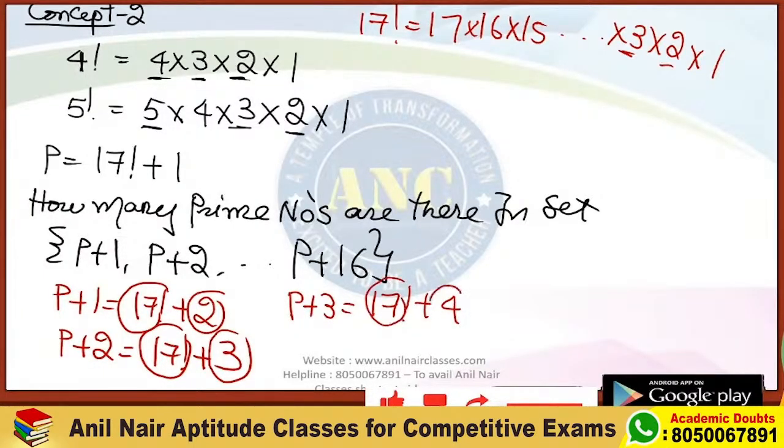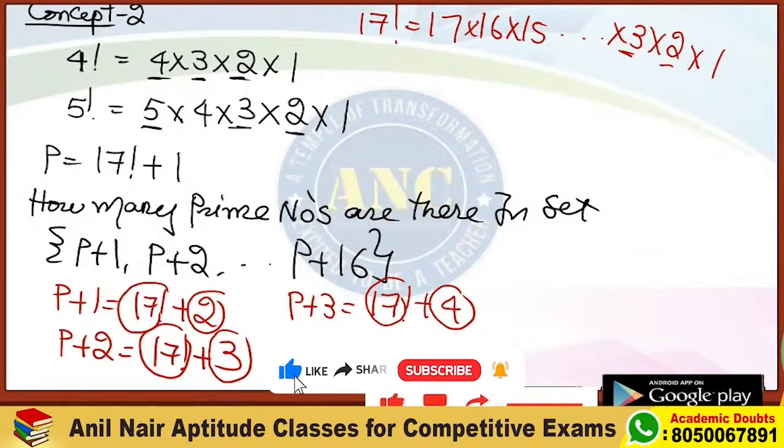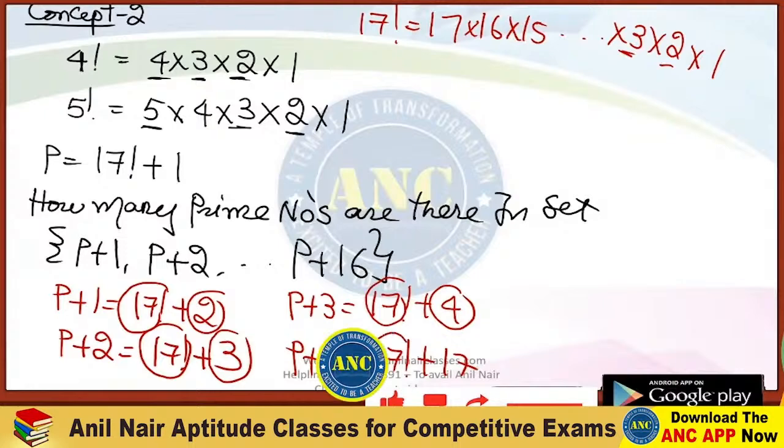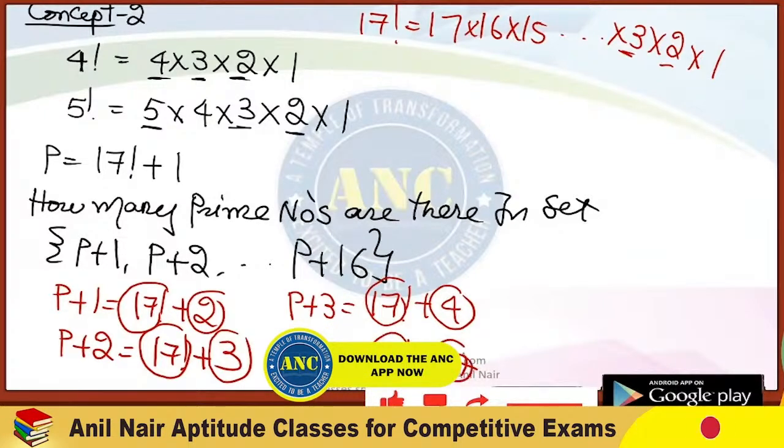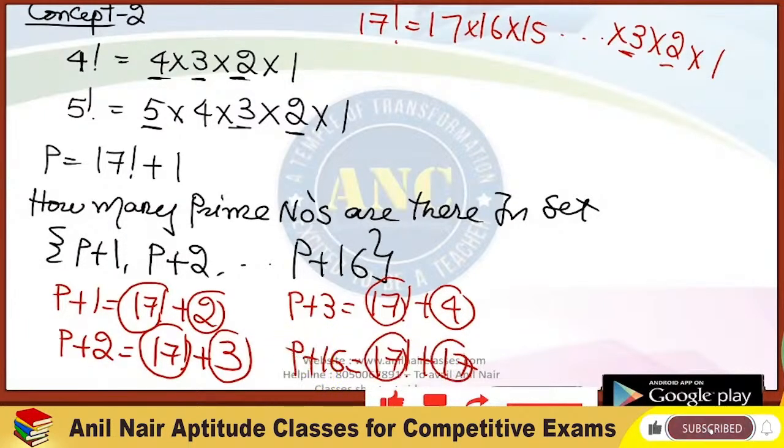This is an even number, so the answer is an even number. Any even number other than 2 cannot be a prime number. P plus 16 is 17 factorial plus 17, divisible by 17. The answer should be divisible by 17.